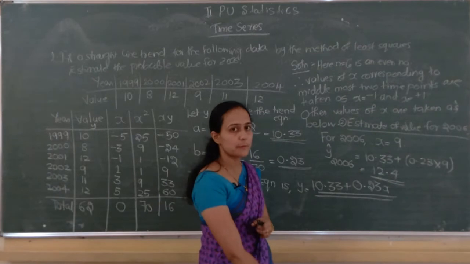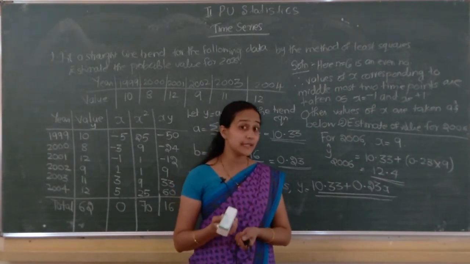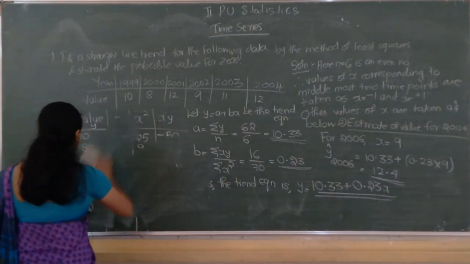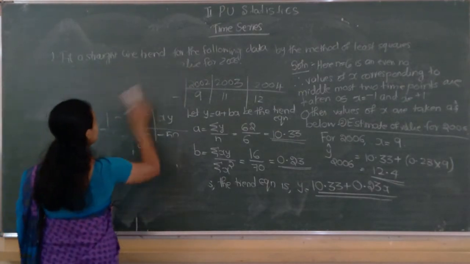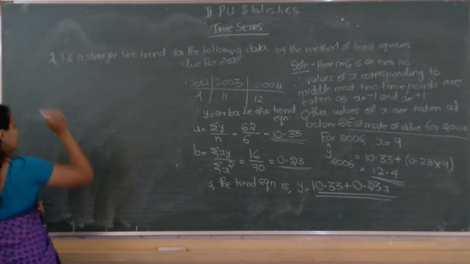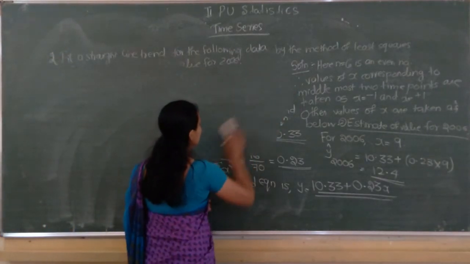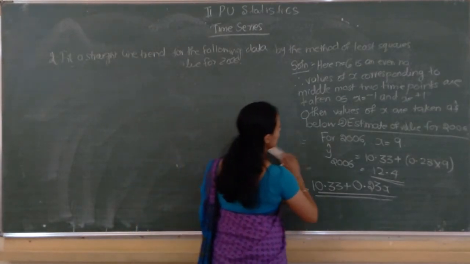Can we do one more problem? Yes, here a graph is not there. Can we do one with the graph? Yes, with the graph we will do one more problem. So here also, fit a straight line trend for the following time series data. Second question: fit a straight line trend when the number of observations is even. How to do it? Okay.